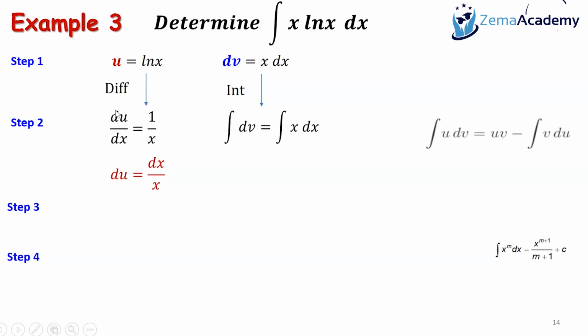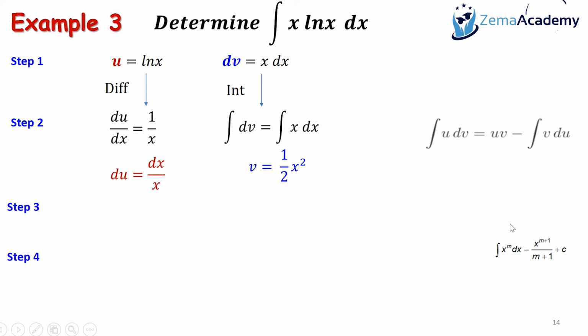So all I have done in this step, I have taken this dx over here. Here it is dividing the du, so on the other side it's going to multiply. So u after differentiating has become du equals dx over x, and this term dv after integrating will become v, and this integral x dx will become x square by 2. And how did I get this integral x dx?